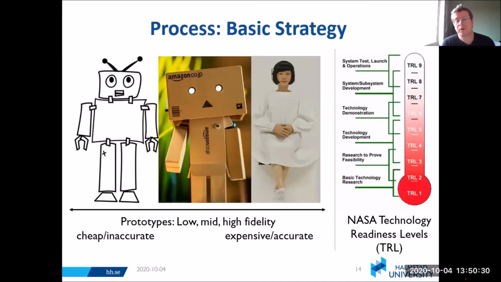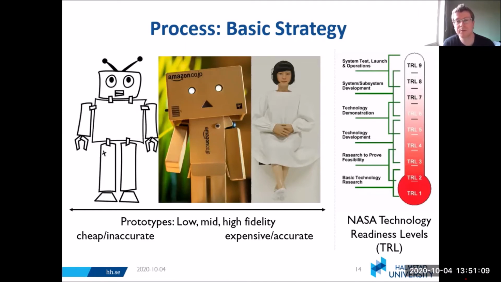And finally, for looking at the basic strategy when you're designing a system, you want to also think what type of technological readiness level is desired. So on the left, you can design prototypes. You can design a low fidelity, mid fidelity, or high fidelity prototype, where the low fidelity prototype can be just a visual depiction of your system, website or a robot or whatever, just a cardboard mock-up or something like that, or it can have some type of limited functionality.